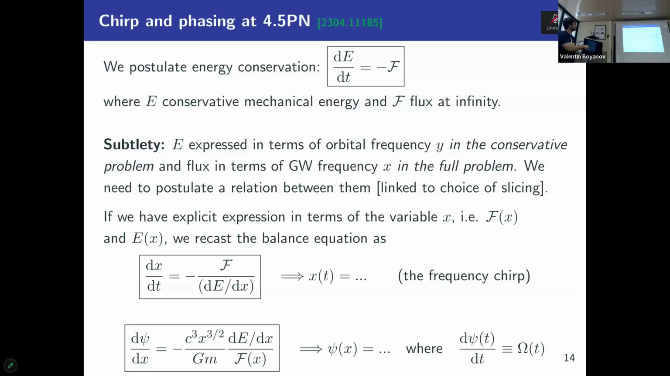You can basically write this down and recast it, and with some very basic manipulations, you'll find a differential equation for the frequency of your gravitational wave at infinity. This is the chirp, which is the main observable. So basically getting the flux and energy gives you the main observable of a gravitational wave at infinity, and integrating this will give you the phasing. So this is the result. We have the phasing ready for gravitational wave detectors.